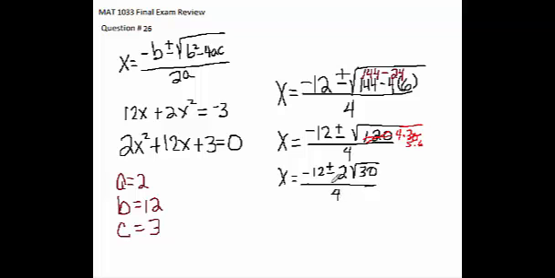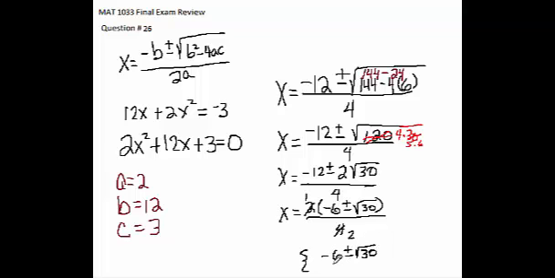So in order to cancel any common factor out of the top and bottom, I would first have to factor out a common factor in the numerator. And 2 is a factor that I can take out of both of those values in the numerator over 4, and now I can reduce. So my two solutions are negative 6 plus or minus square root of 30 over 2.